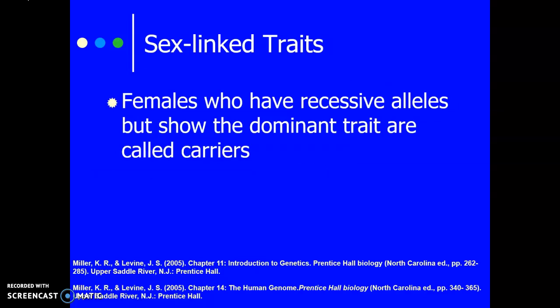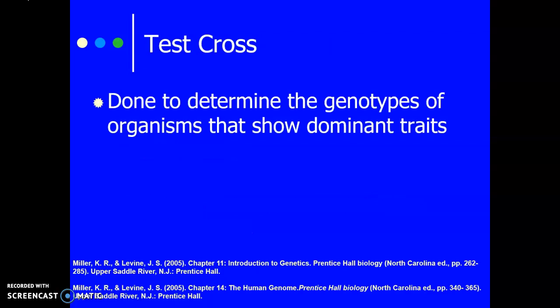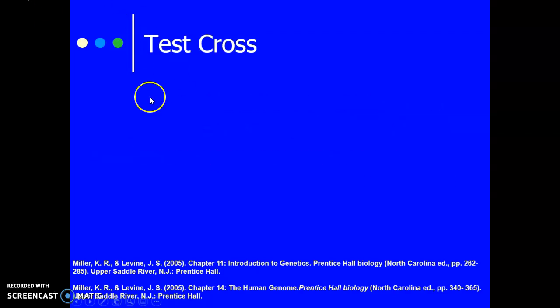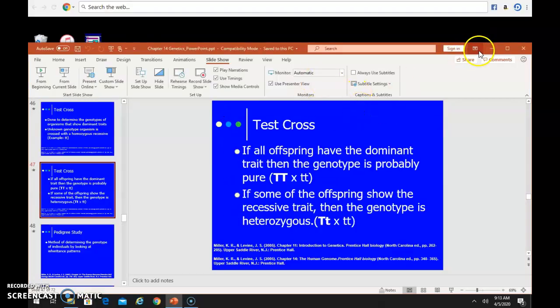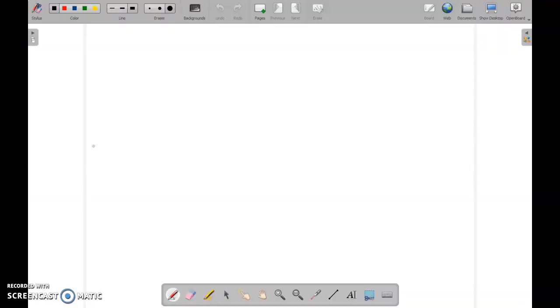All right, so again, those females who have recessive alleles only on one X are called carriers. So a woman could have normal vision when we're talking about color blindness, but she's still carrying the recessive allele for color blindness. So we do test crosses to try and determine how this actually pans out. All right, so let me leave this particular PowerPoint, and what I'm going to do now is open up my whiteboard for you. And we're going to do some of these test crosses, but we're going to start with a basic phenotype-genotype chart. So let me go to this particular line.